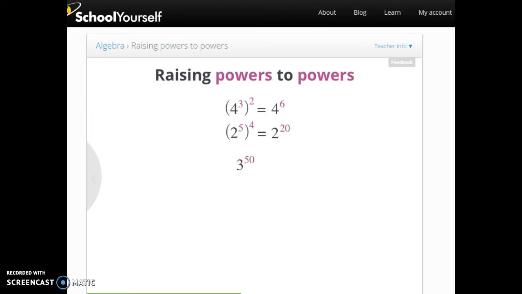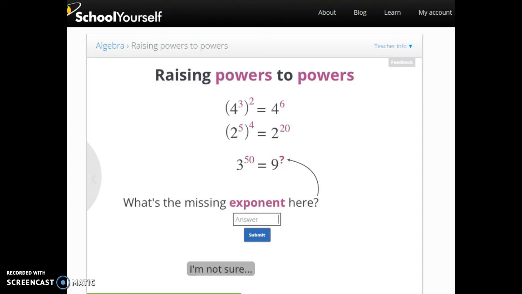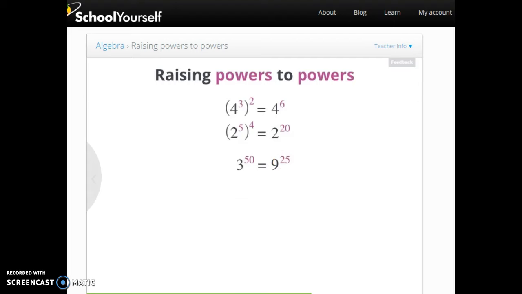Now here's a challenging question. 3 raised to the 50th power equals 9 raised to some power. Find this missing exponent, or click here if you get stuck. Brilliant! So this exponent must be 25. And that's because you can rewrite 9 as 3 to the second power, and 50 equals 2 times 25.